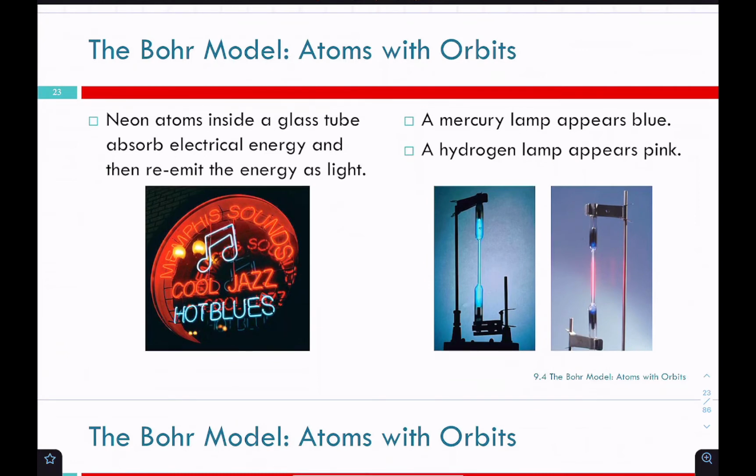Neon atoms inside a glass tube. You can excite them with electricity, and then they emit light. So neon emits an orange light, and then you get mercury and hydrogen. I believe mercury is the blue here, and hydrogen is the pink. Oh yes, it's right there. Pink, blue. And so each element, if you can get it in a gaseous form, emits a different color of light.